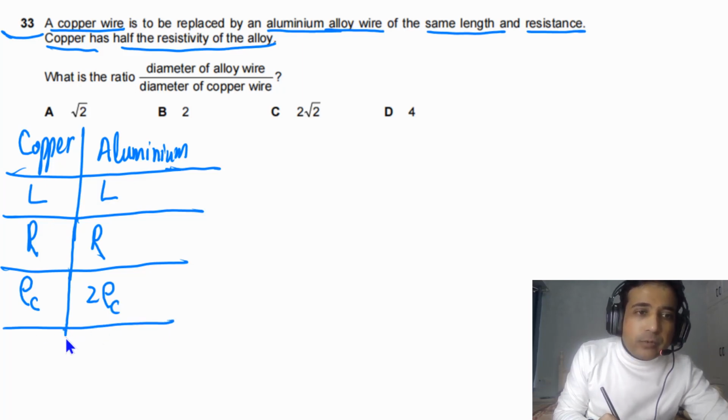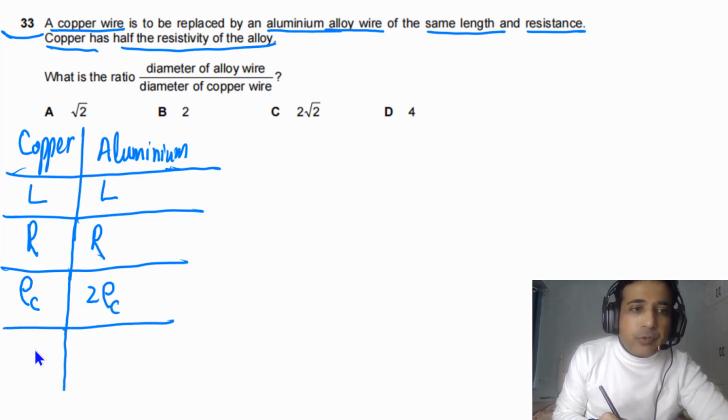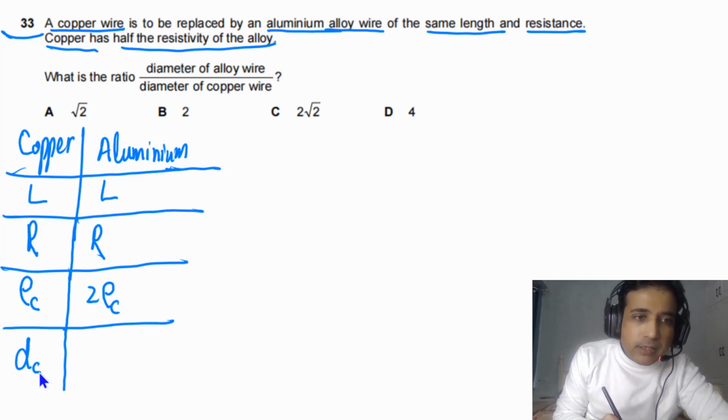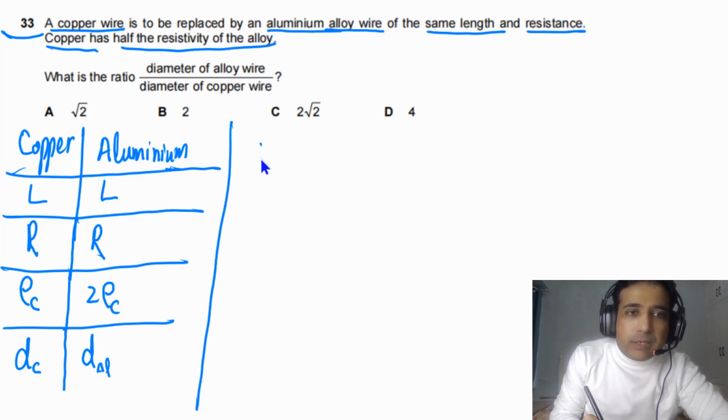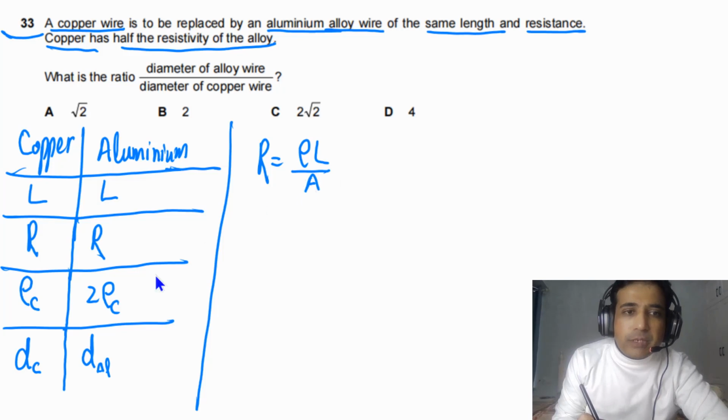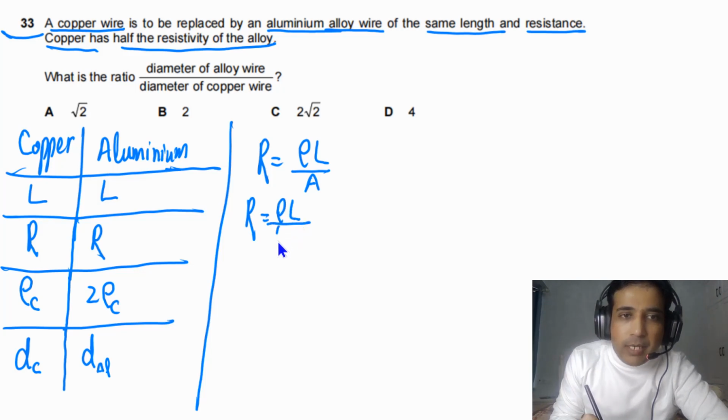And we need to find out the ratio between their diameters. So let's say the diameter of this one is DC, and the diameter of this one is DAL, aluminum. Now as they have the same resistance, we can write R equals rho L by A, but we can replace A with diameter because we need to find the ratio between diameters. So this is rho L by pi by 4 d squared. The cross-sectional area will be equal to pi by 4 d squared.